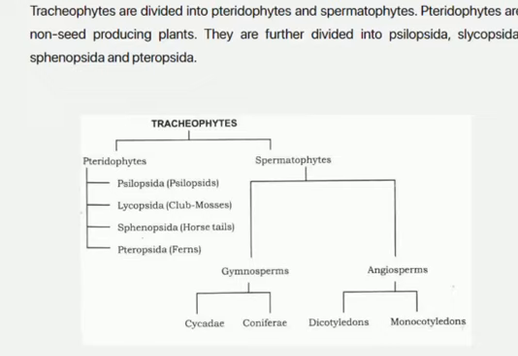Now tracheophytes also have two types. Number one, pteridophytes, or we say them seedless plants. They don't have seeds in them. The second type of tracheophytes are spermatophytes. These plants produce seeds, so we say them seed producing plants.